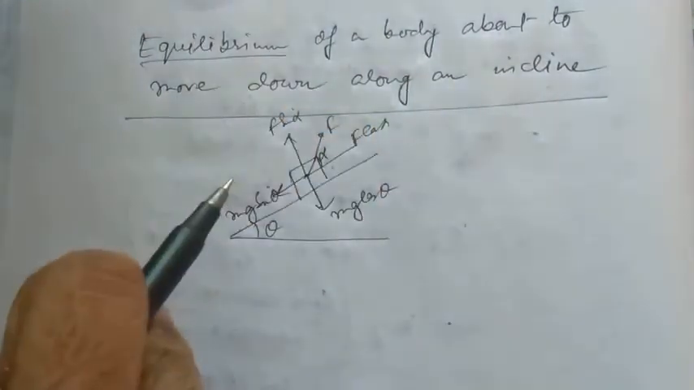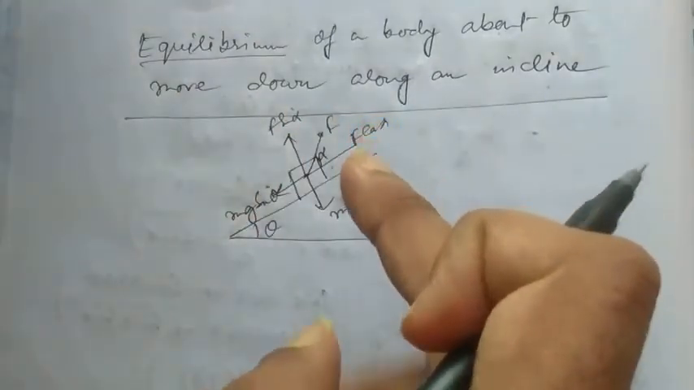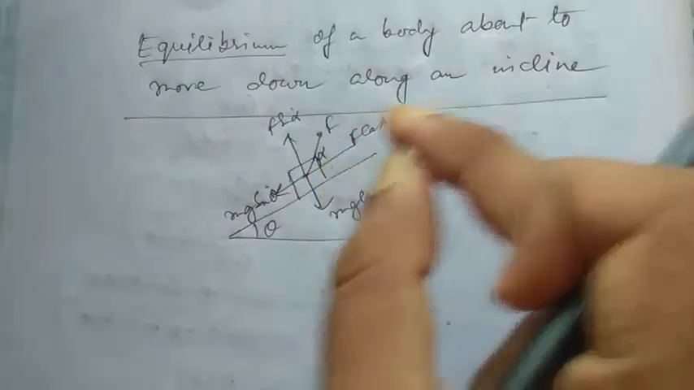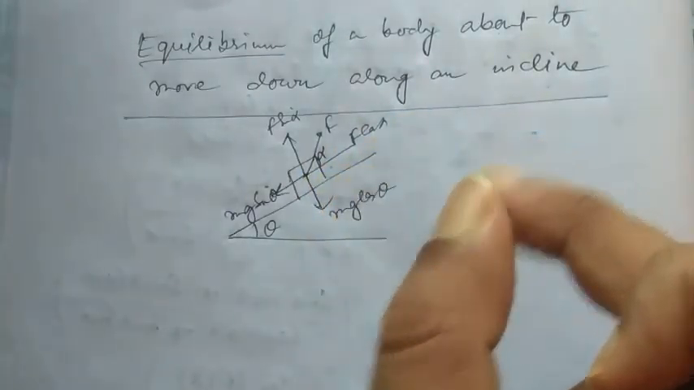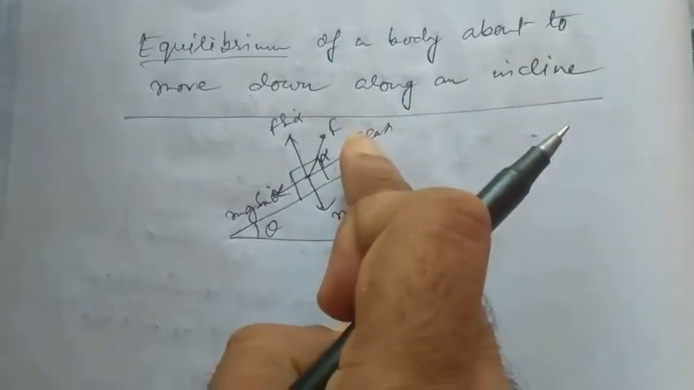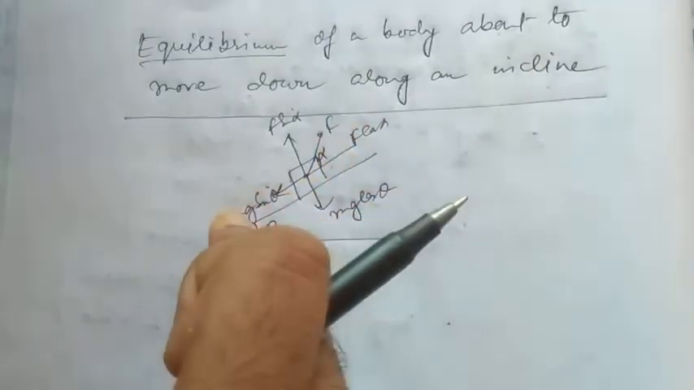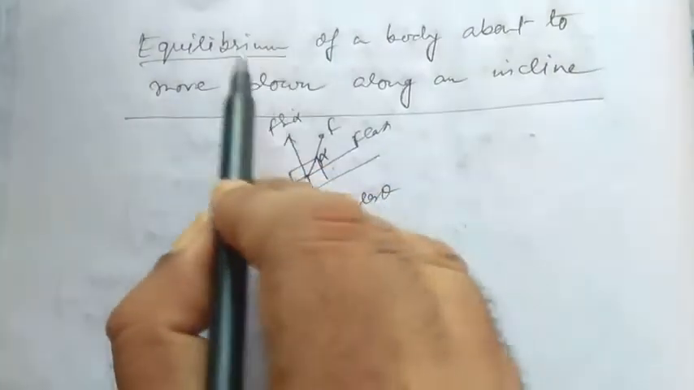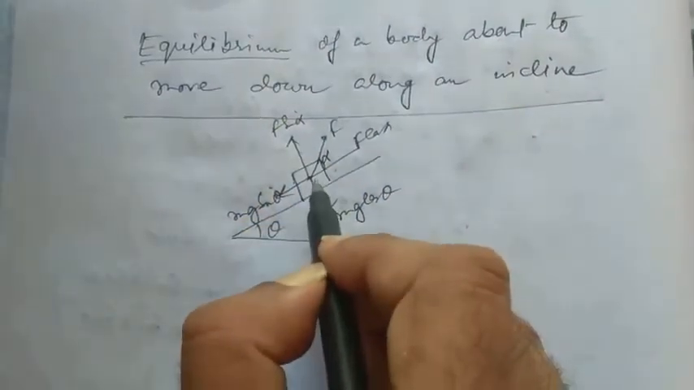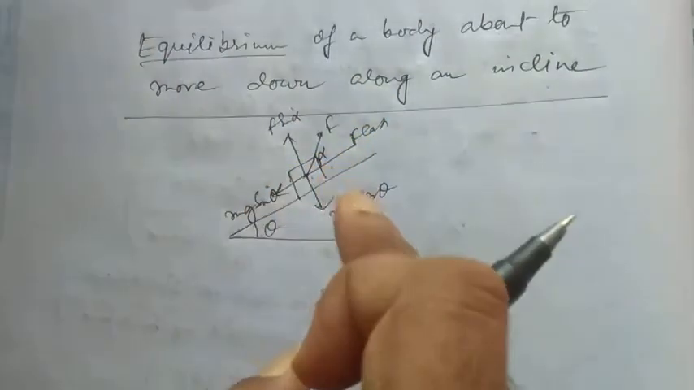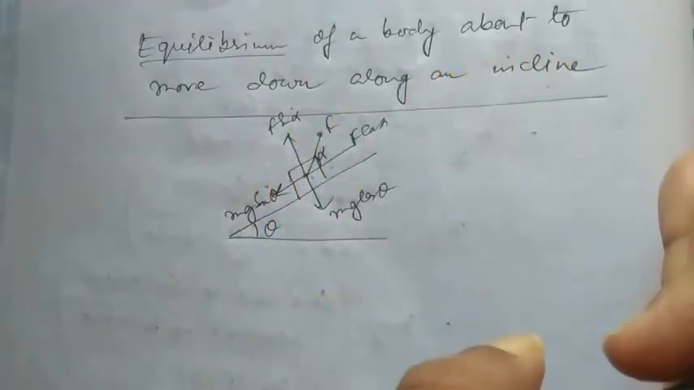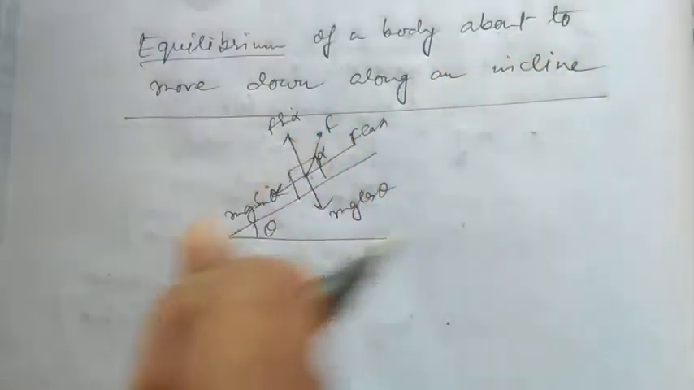In the previous video we discussed a force that was taking the body in the upward direction, that means the body was just about to move in the upward direction. Now this force F is a force which is preventing the body from falling downwards. So we have written here equilibrium of a body about to move down along an inclined plane. The tendency of the body here is to move down, whereas in the previous case, by applying the force F, the tendency of the body was to move upward. Here the tendency is to fall in the downward direction.